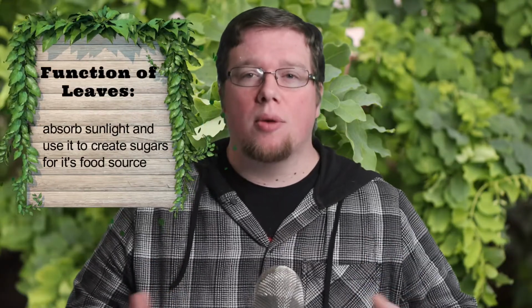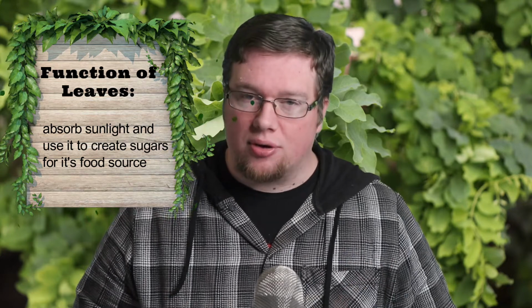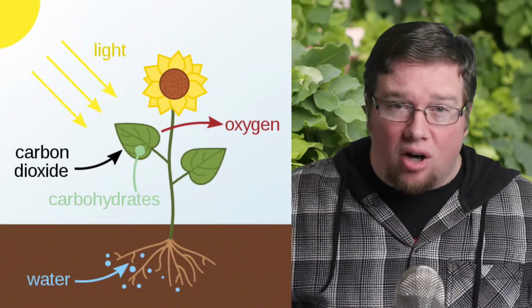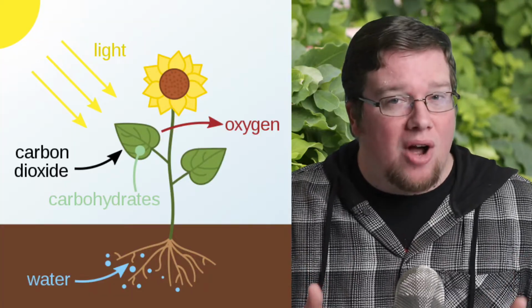First, let's talk about what leaves do for a plant. Simply put, the main function of leaves is to absorb sunlight and to use it to create sugars for its food source. Now, these sugars are the main energy source or food of the plant, and the food is made in a complicated process that many of us have heard of: photosynthesis. Now, in this process, the plant takes energy from the sun and carbon dioxide from the air and water from the soil to create simple sugars that we also call carbohydrates.